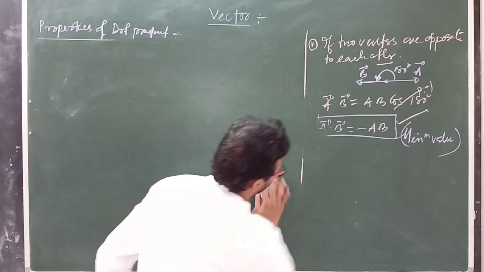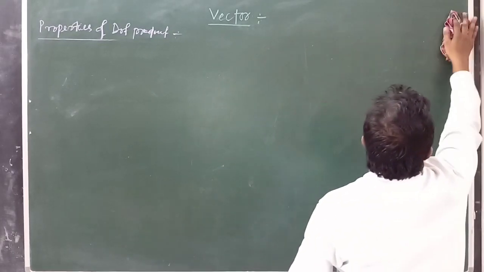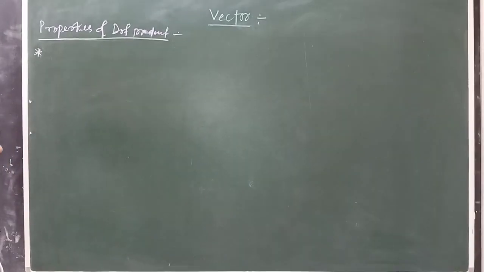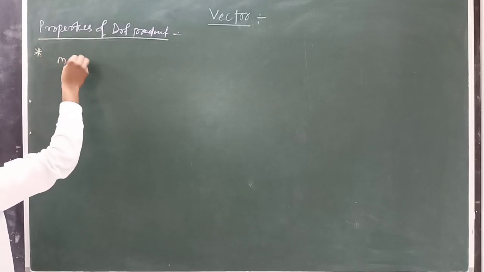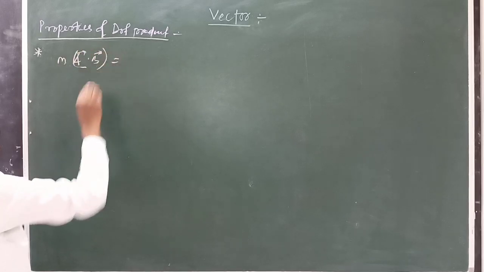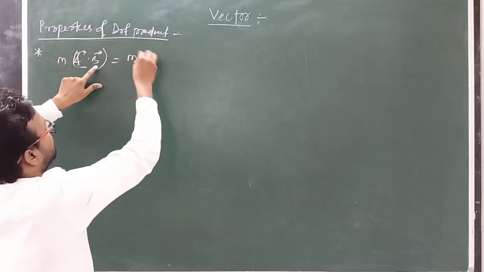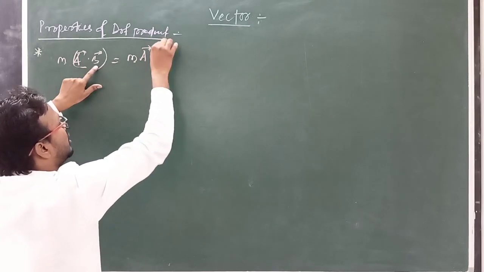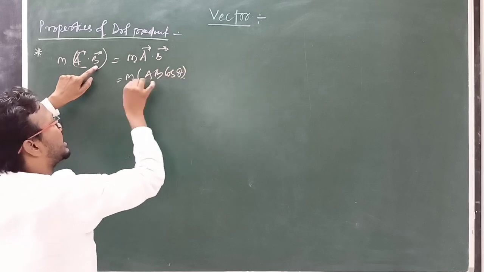So you have to remember all the properties of the dot product of two vectors. Next property: suppose we multiply a scalar with a dot product, suppose m is a scalar and a vector dot b vector is here, and the result will be m times a dot b, meaning you can write m into ab cos theta.